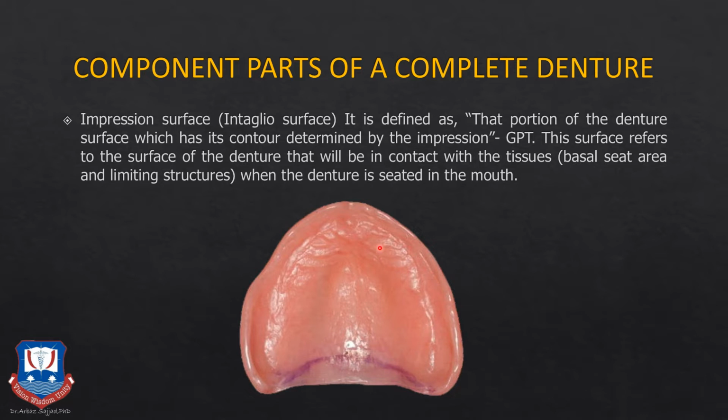This is the part of the denture which is achieved from the impression you make during the second appointment, that is the final impression procedure. This surface has to be sitting in complete intimate contact with the denture base area bounded by the limiting structures in order for the denture prosthesis to be retentive in the patient's mouth.